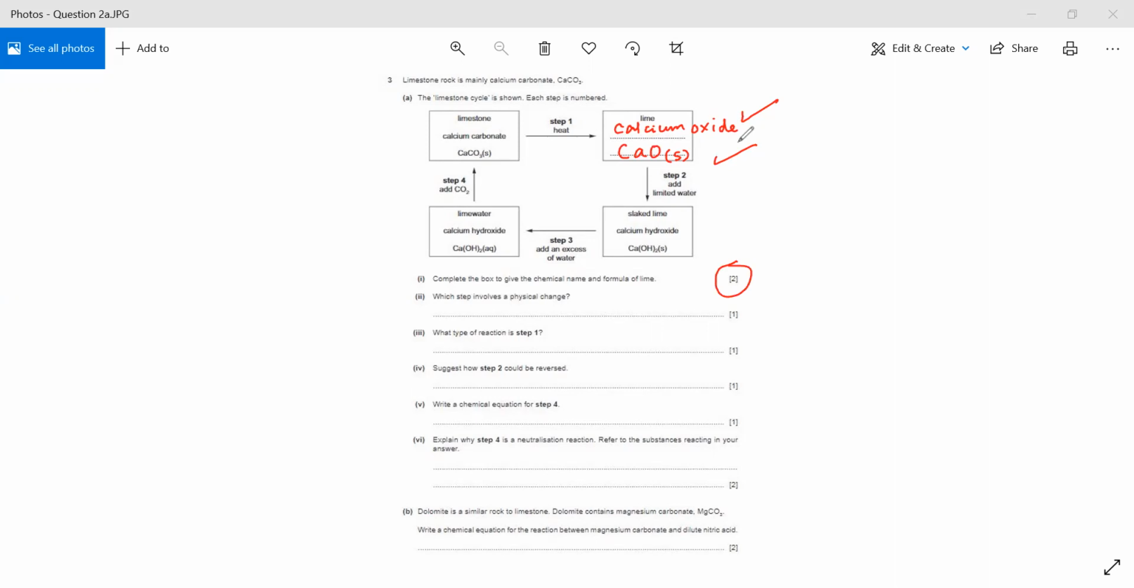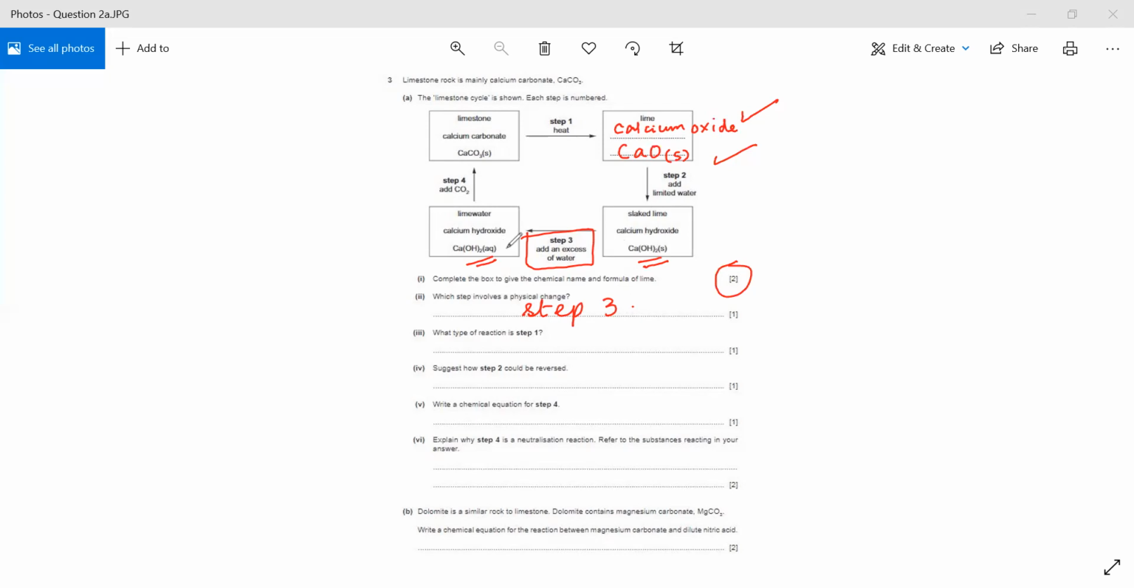So when we are talking about the step that involves a physical change, yes, we are clear. This is step 3. Because in step 3, what do we see? That we are adding excess water, and this is the physical change. So here we are writing that this is step 3. No chemical change, physical change. Since it is calcium hydroxide, it was solid, and here it is still calcium hydroxide, only changed physically into aqueous.